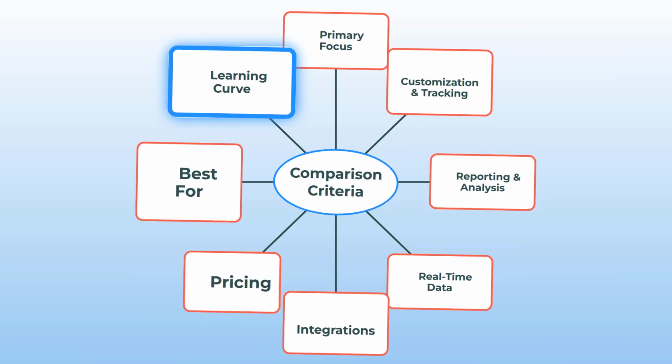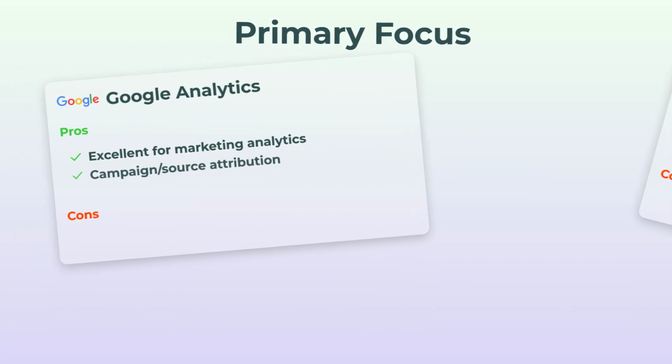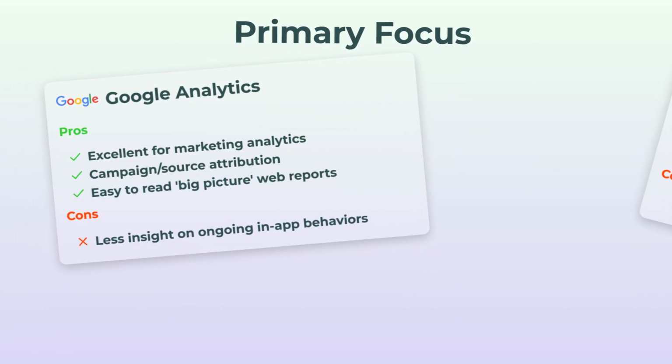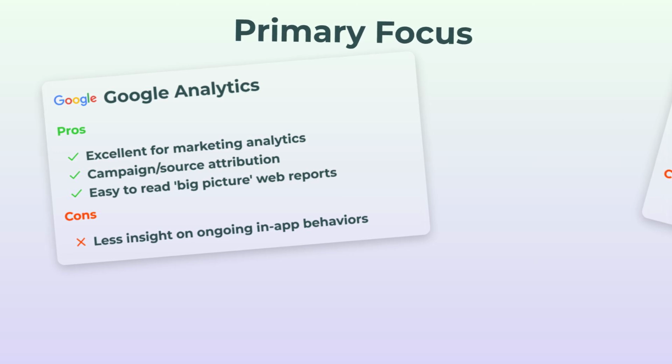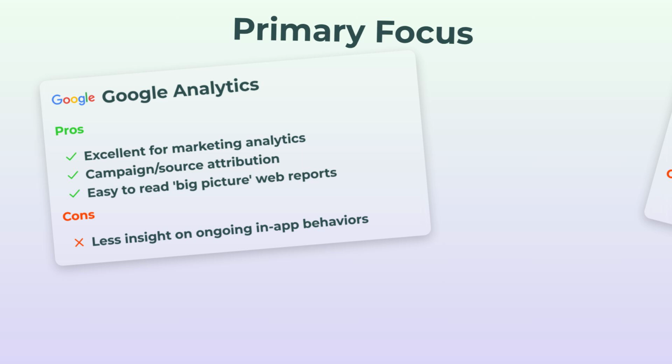Let's get started. Okay, let's kick things off with primary focus. With Google Analytics, you're getting super solid marketing analytics. Think easy campaign and source attribution, big picture web reports, all that stuff marketers love. But if you're looking for deep insights into what users are actually doing inside your app, it's kind of limited.